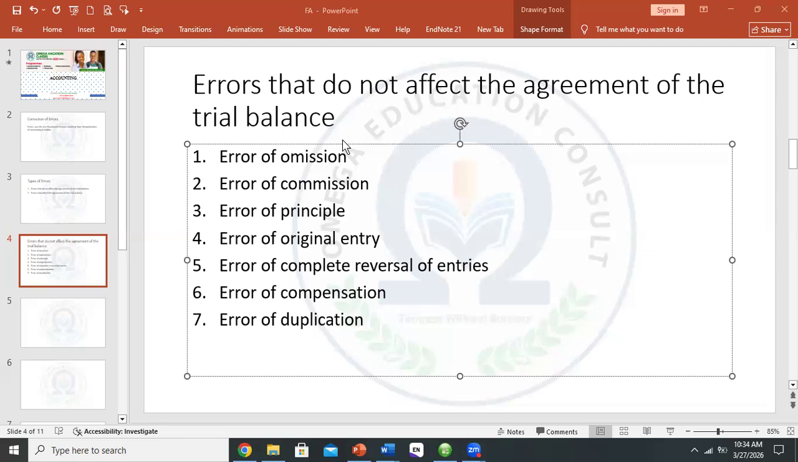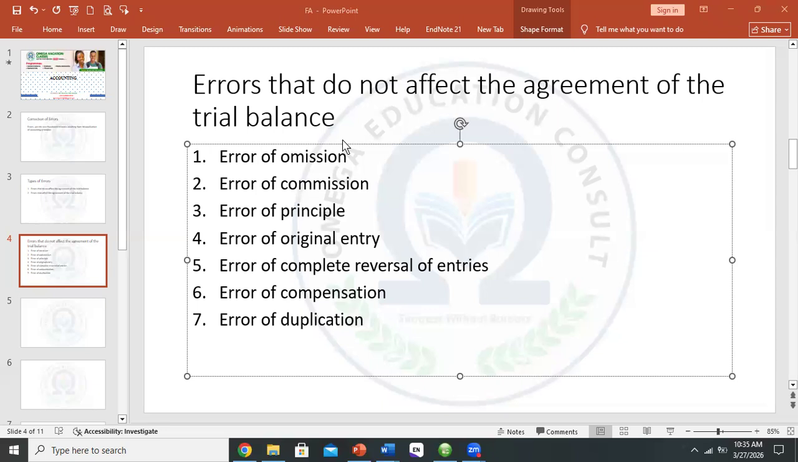I don't know if any of the remaining ones give any clue. Original entry, any clue? Compensation, commission. Okay. So I think on the face value, you can be comfortable with the omission and the duplication as well as the complete reversal. The rest look a bit different, so we'll have to pick each of them, know what they are, give examples, and also, most importantly, know how to correct them.